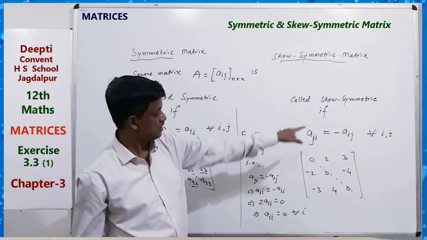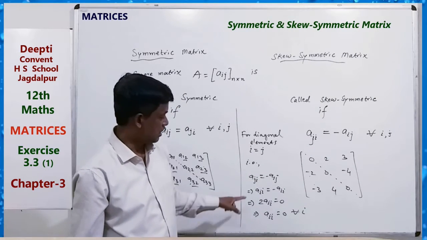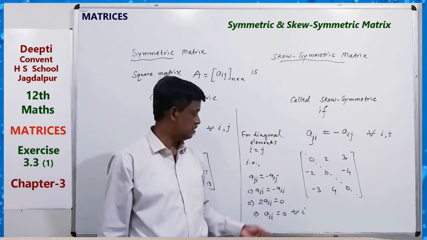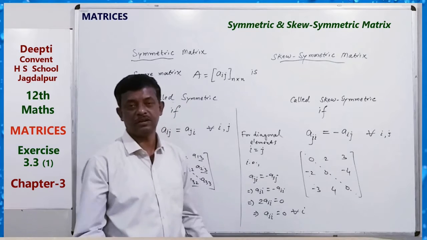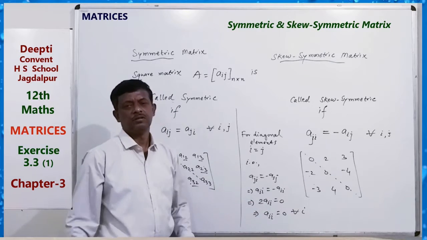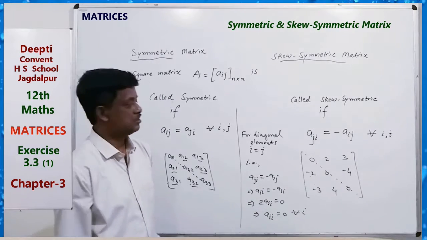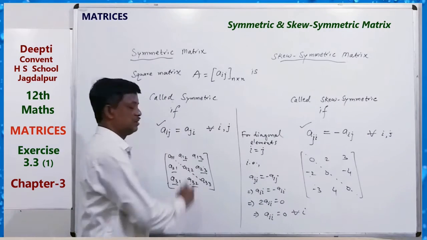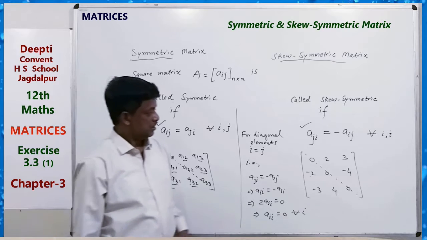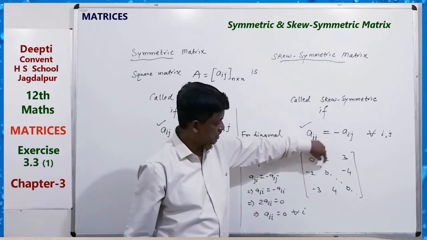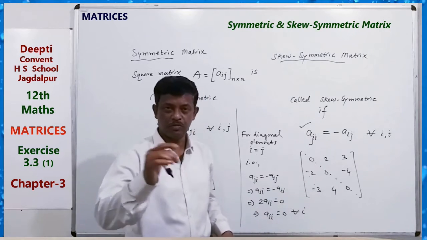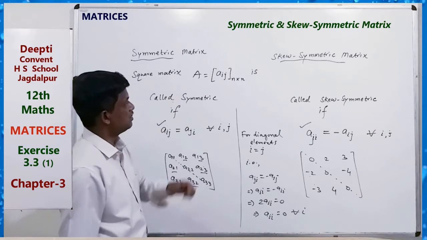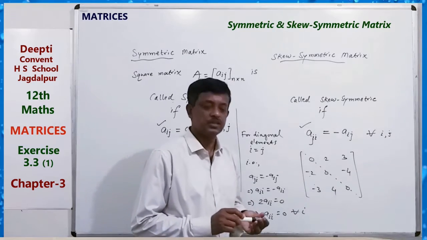Because in a skew-symmetric matrix, i and j are equal on the diagonal, so Aii equals minus Aii, which gives Aii equals 0. All diagonal elements are 0. So this is the definition of a skew-symmetric matrix. This is the definition of a symmetric matrix. In a skew-symmetric matrix, the elements on both sides are the same but with opposite sign; here they are the same with the same sign.